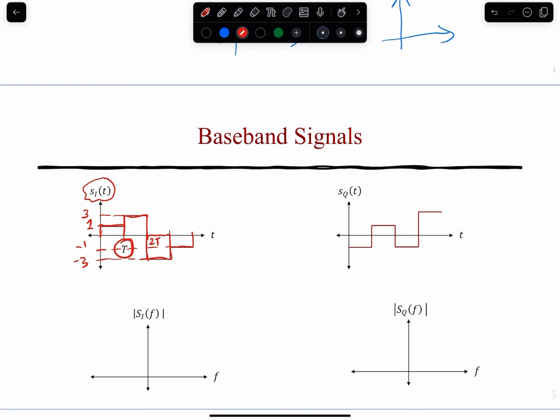And we are going to do the same for the quadrature components. We're going to take the 4, plot them as pulses, and they are going to have the same duration, basically.